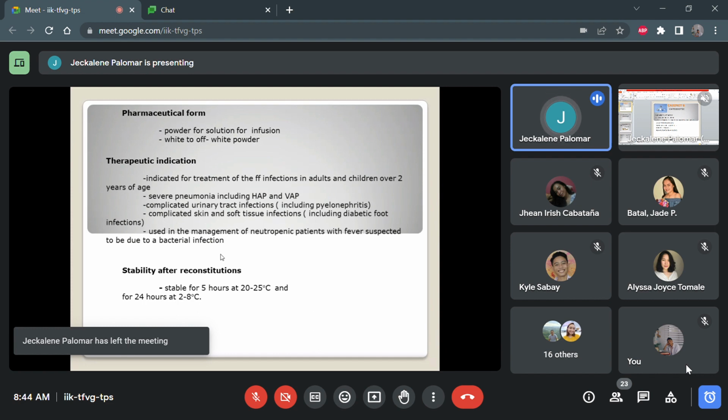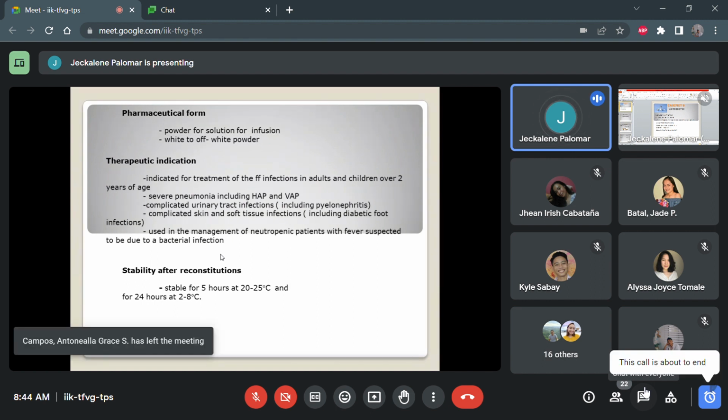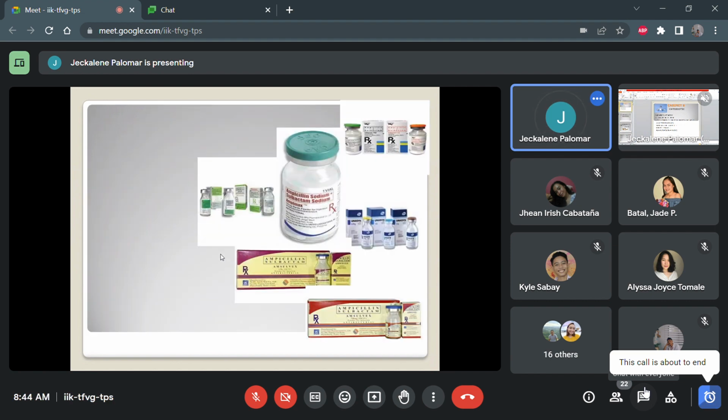Sige. So, HAP is hospital-acquired pneumonia and VAP is ventilator associated pneumonia. Complicated urinary tract infections, including pyelonephritis, complicated skin and soft tissue infections, including diabetic foot infections, used in the management of neutropenic patients with fever suspected to be due to bacterial infection. The stability for piperacillin and tazobactam: stable for 5 hours at 20 to 25 degrees and 24 hours at 2 to 8 degrees. Next is ampicillin sulbactam.